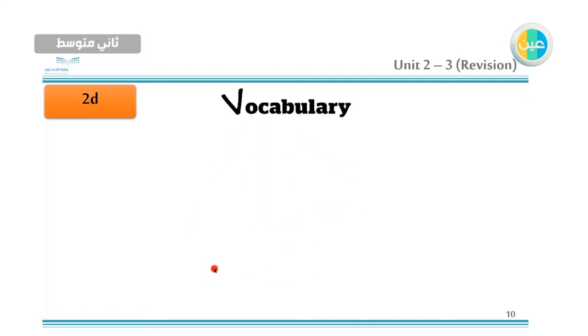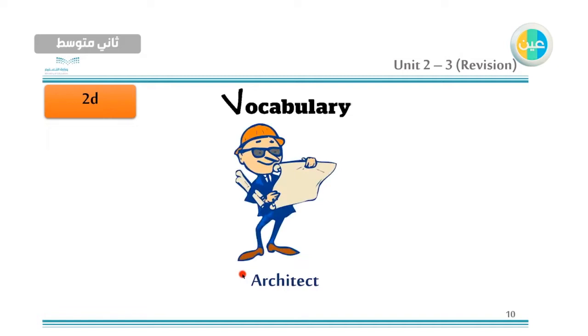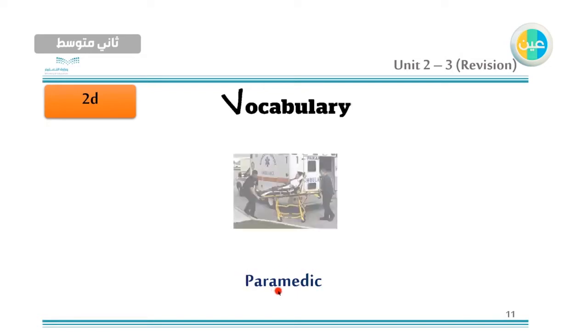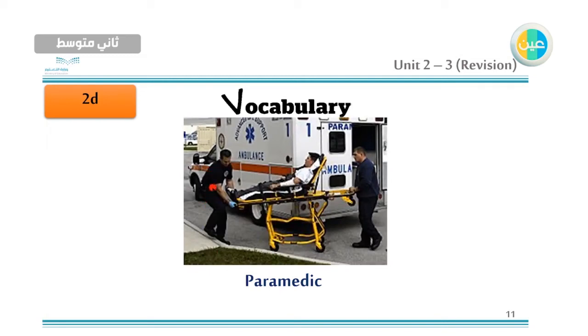Next, architect. The word architect is the name of the job of people who plan and design buildings, and they make blueprints. So here's a picture of an architect. Next word, paramedic. Paramedic is the job of someone who helps people when they need medical assistance in emergencies. And here's a picture. This is a paramedic and this is also a paramedic. They both are paramedics.